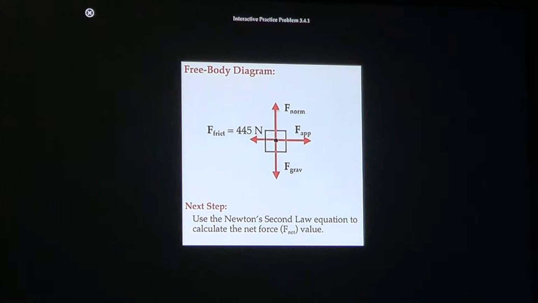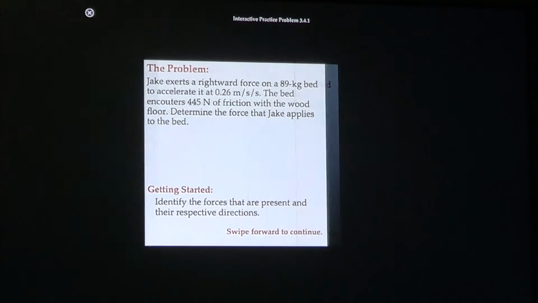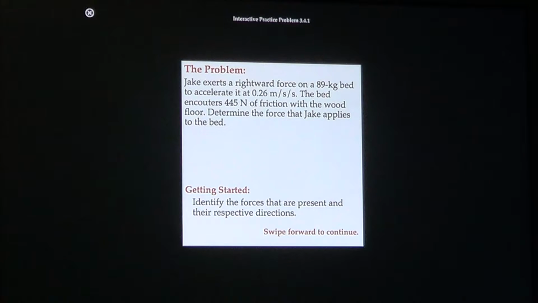We need to figure out how much force Jake is applying. Right. Let's go back. We know the acceleration in this case is 0.26. And we know the mass, which is 89 kilograms.